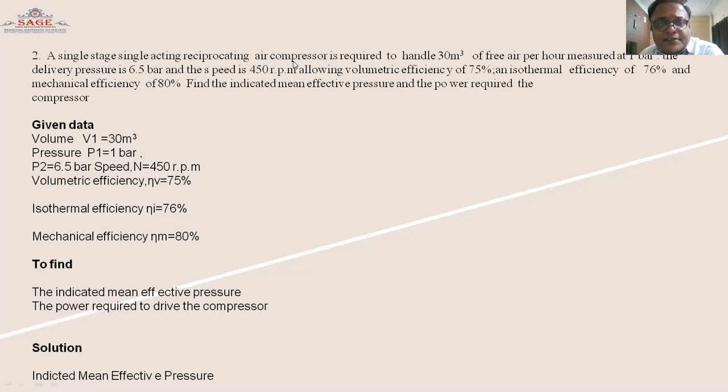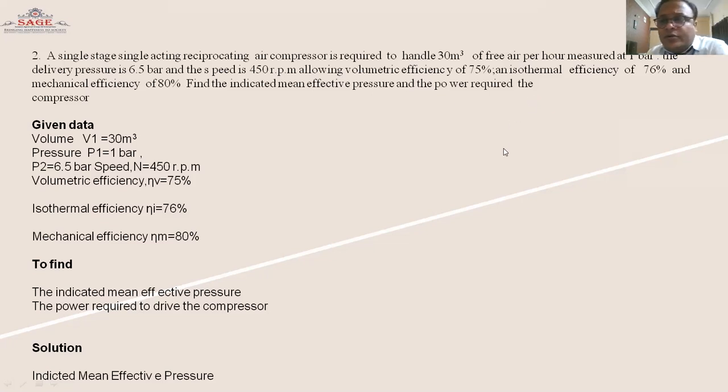A single stage single acting reciprocating air compressor is required to handle 30 meter cube of free air per hour measured at 1 bar. The delivery pressure is 6.5 bar and the speed is 450 rpm, allowing volumetric efficiency of 75%, isothermal efficiency of 76%, and mechanical efficiency of 80%. Find the indicated mean effective pressure and the power required to drive the compressor.